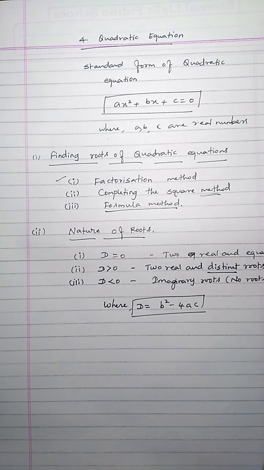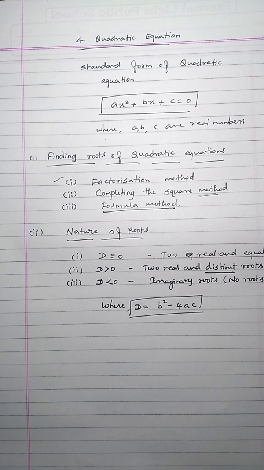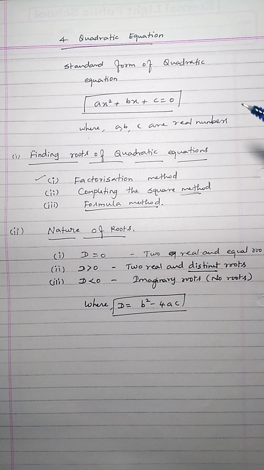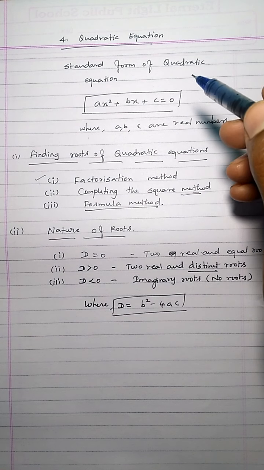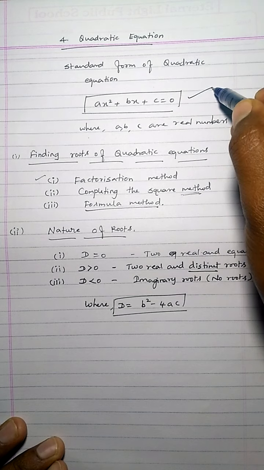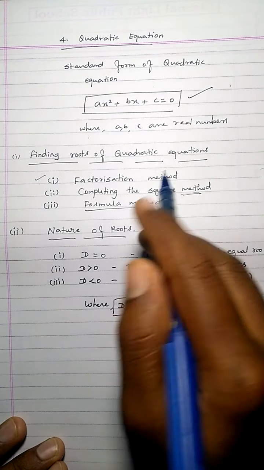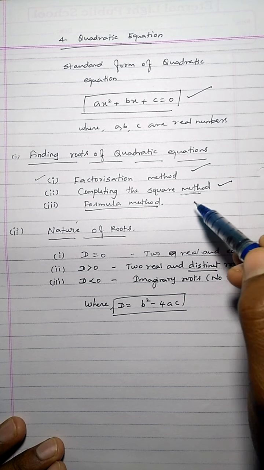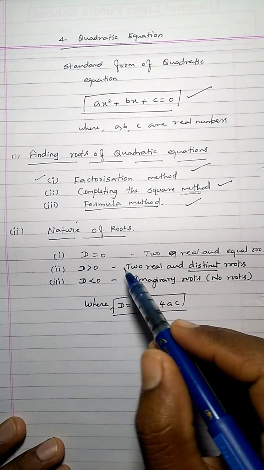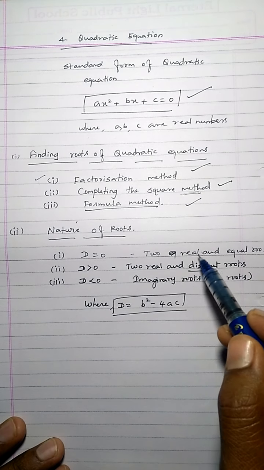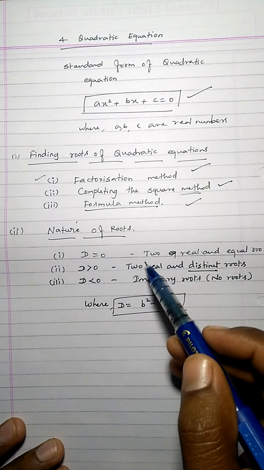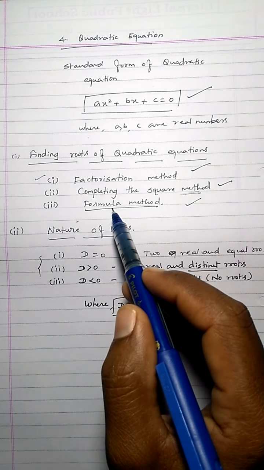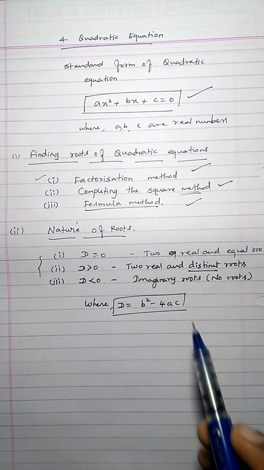So I am just giving you the checklist of the quadratic equation chapter. The main thing is we should know the standard form of the quadratic equation, and finding the roots. There are three methods: factorization method, completing the square method, formula method. And in the second half we have nature of roots, where we have three cases: d equal to 0, d greater than 0, and d less than 0. You will understand this after learning the formula method.